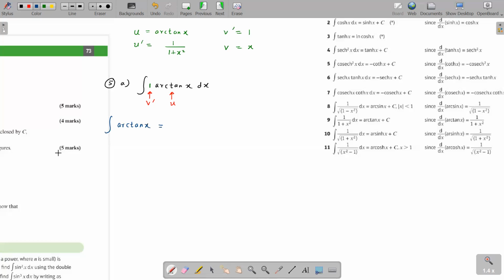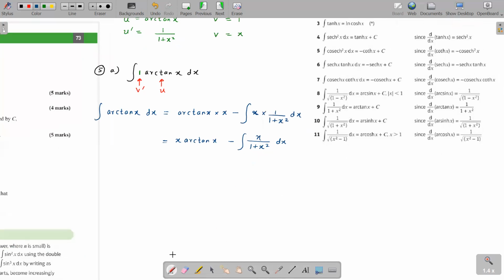Then let's substitute in. The integration of arctan x gives us uv minus the integration of v u dash, right? So u is arctan x, times v which is x, minus the integration of v which is x, times u dash which is 1 over 1 plus x squared. Do you agree with me? So I get here x times arctan x minus the integration of x over 1 plus x squared. Is that okay? So to integrate x over 1 plus x squared, what is the rule that we need to use?